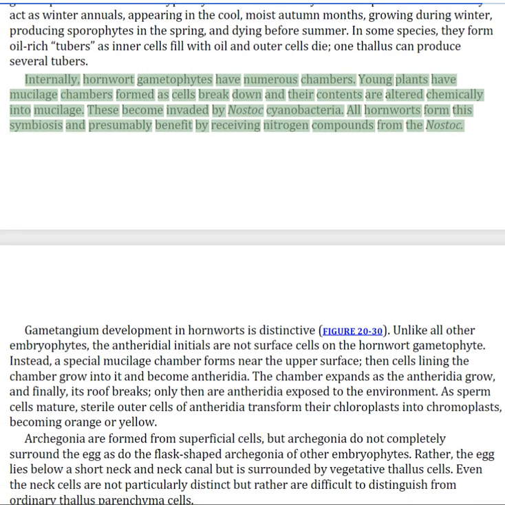Internally, hornwort gametophytes have numerous chambers. Young plants have mucilage chambers formed as cells break down and their contents are altered chemically into mucilage. These become invaded by Nostoc cyanobacteria. All hornworts form this symbiosis and presumably benefit by receiving nitrogen compounds from the Nostoc.